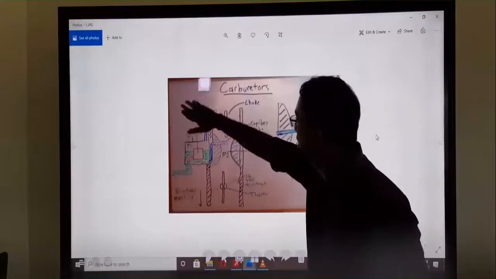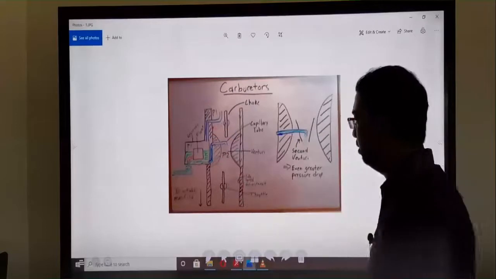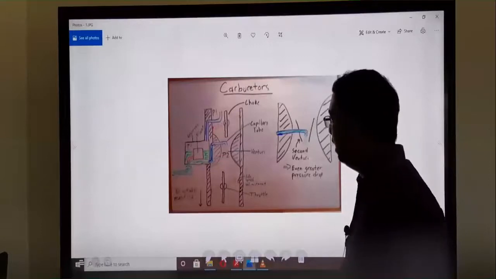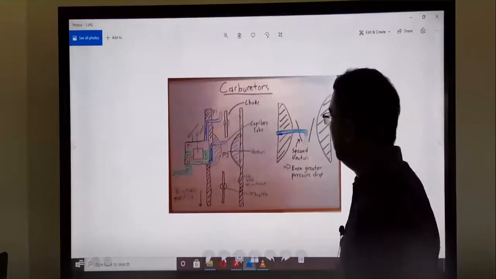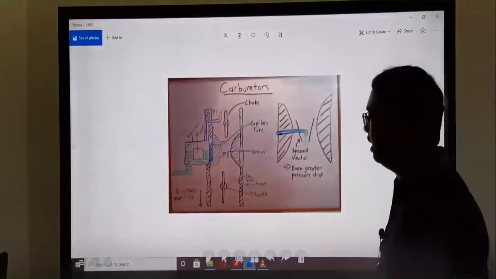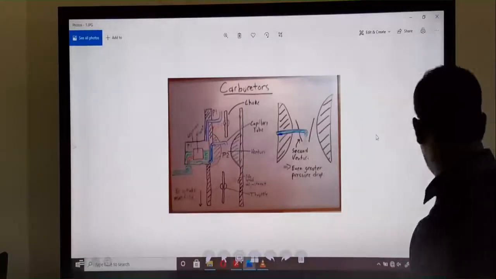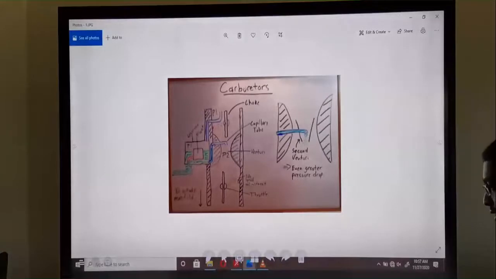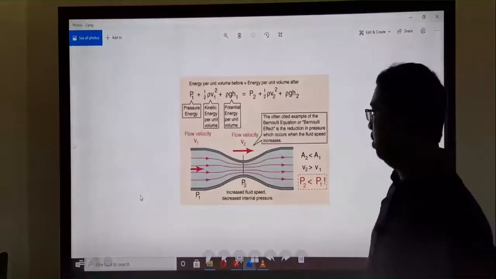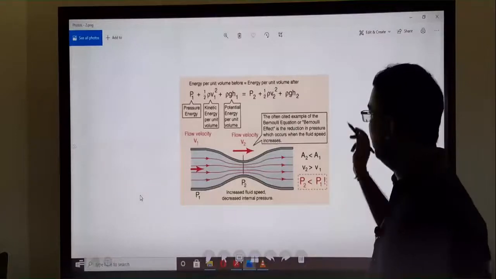The throttle valve is the same as the choke valve. Normally these types of carburetors work under Bernoulli's law. First we just look at Bernoulli's law. I won't explain it clearly because you already studied it in your school time.